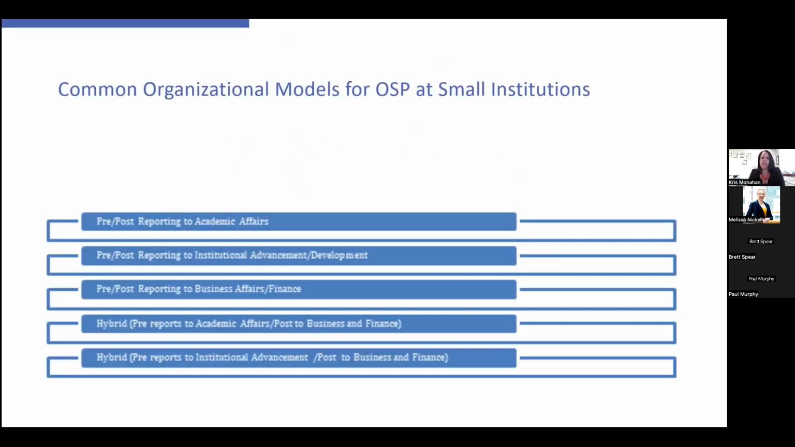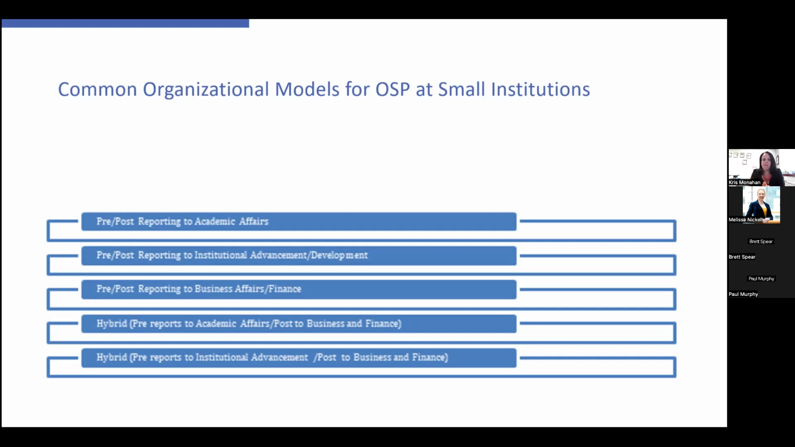Here are some common organization models for offices of sponsored programs at small institutions. Pre and post award, right? So pre was the first half of that circle on the previous slide, from finding funding all the way to submitting that award. Sometimes award negotiation is in the pre-award. And post-award, both reporting to academic affairs. So that's one model. So that's both areas together, not split.